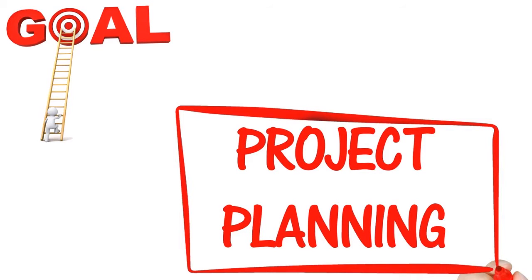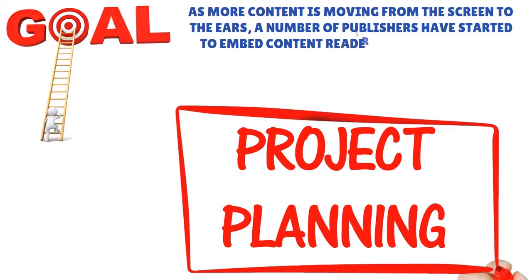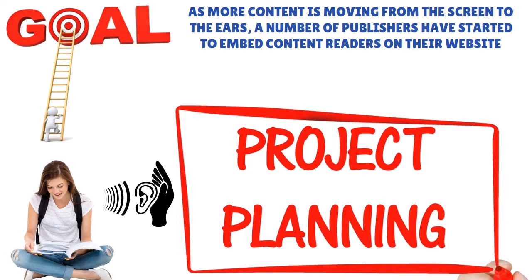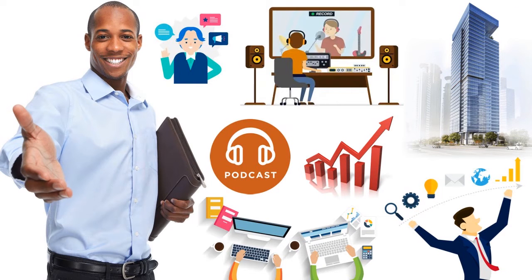One thing for sure, as more content is moving from the screen to the ears, a number of publishers have started to embed content readers onto their website. And so the user has the choice to either read or listen to a news article. The advantages of using synthetically generated audio, like text-to-speech, for this purpose are obvious when you really think about it. Audio production becomes inexpensive, fully scalable, and with ultra-fast turnarounds, because you don't have to wait 6 months for this thing to get done. You get it done in 6 minutes. It's really important to see that change.